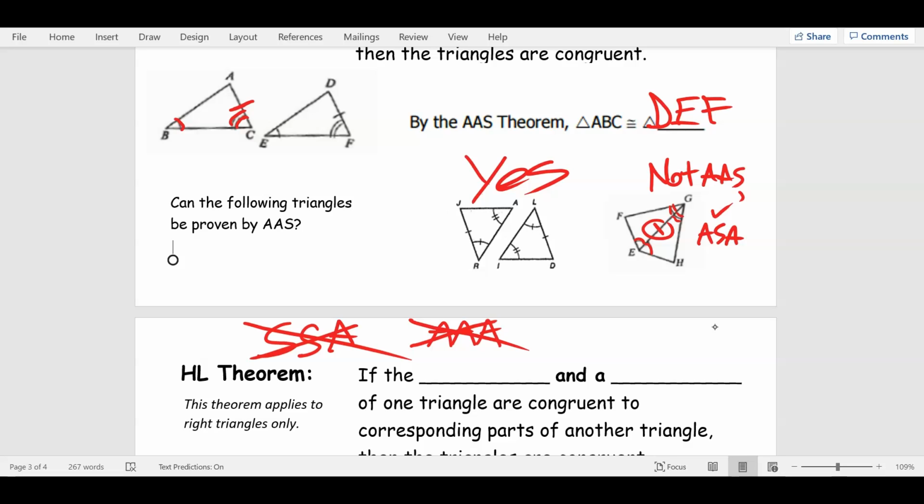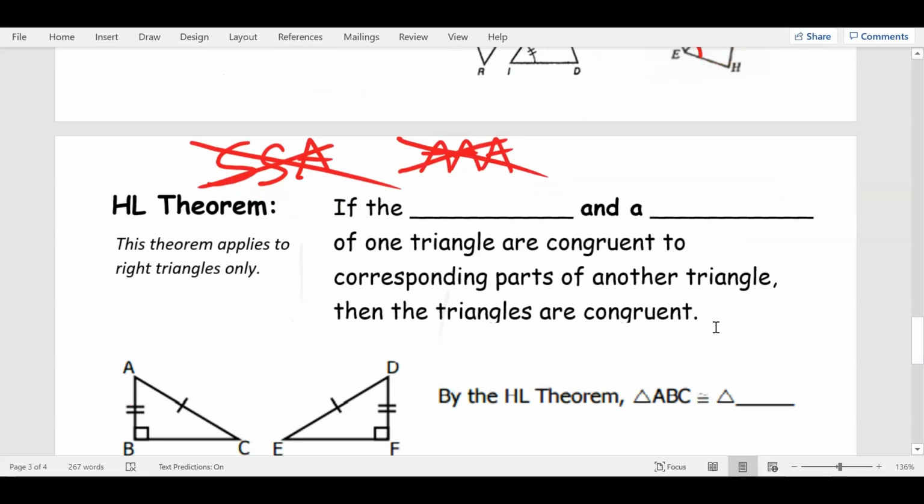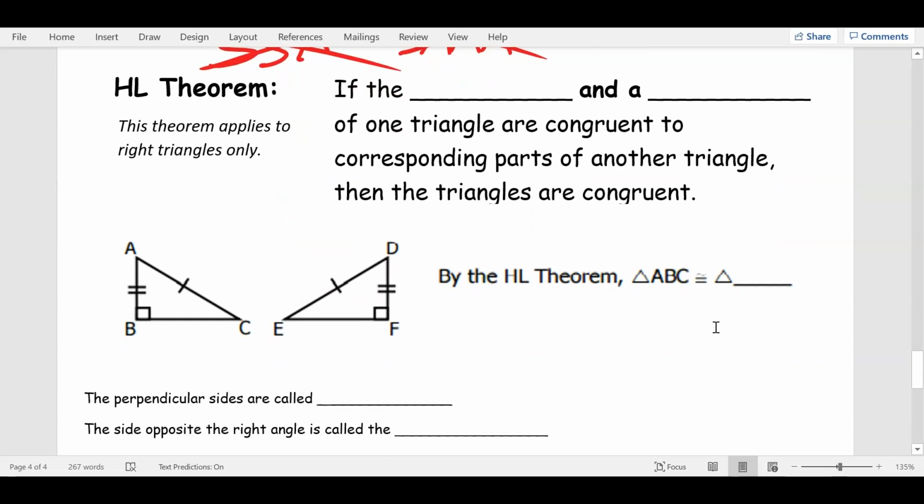And you can't use AAA. Here's why. If it has three of the same angles, it could actually be bigger and still have the same angles. So that's not congruent, so it doesn't work, okay? Okay, no booty, no batteries, that's how it is. All right, now, next thing. HL. Last one. Okay, now I'll stop talking, cool?